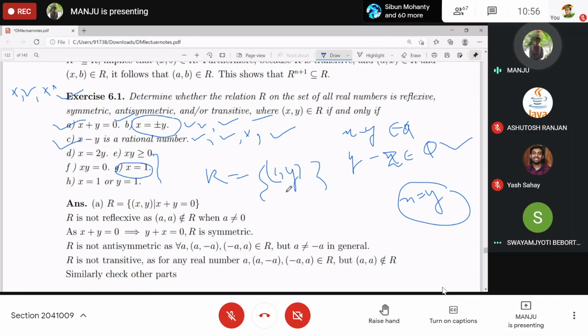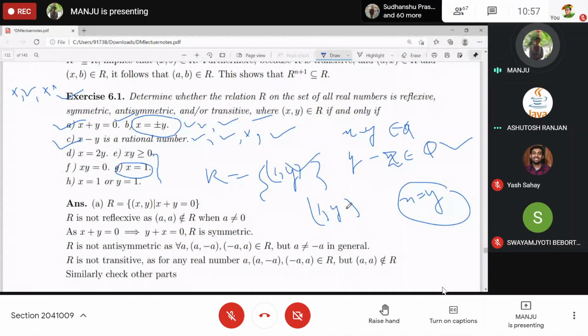What about antisymmetric, ma'am? Yes, ma'am. For non-equality, you don't have y comma 1, right? Ma'am, transitive also. It is transitive. 1 comma y is there, and y comma some other. This is possible if y is 1, right?